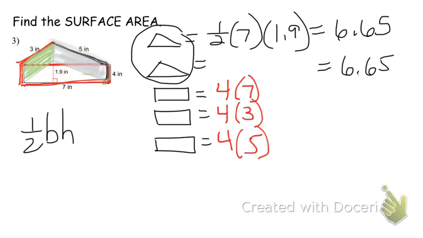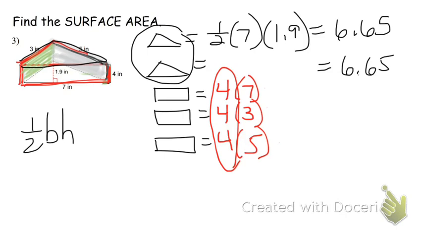If you look at all of these rectangles, they all have a 4 because that's the height of the prism. Then the 7, the 3, and the 5, that comes from each side of my triangle. Each side of this triangle is used. Okay, hopefully you can visualize that. That's sometimes hard for people to see.